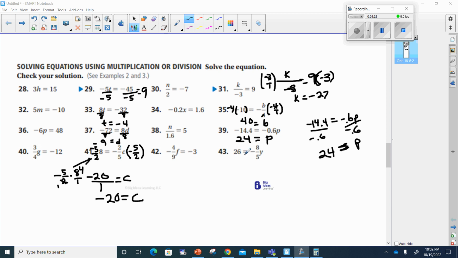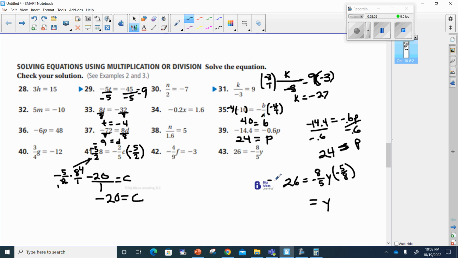Last one here says 26 equals negative 8 over 5 y. I'm going to rewrite this to give me some more room. I'll put it over here. 26 is equal to negative 8 over 5 times y. I'm going to multiply this to negative 5 over 8. That's the inverse. All right. The 8's cancel out, the 5's cancel out, negative times a negative is a positive, so I've got y left over. But whatever I multiply to one side, I have to multiply to the other.